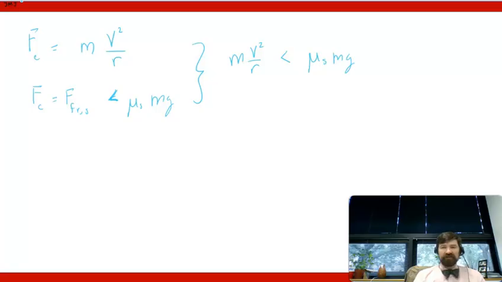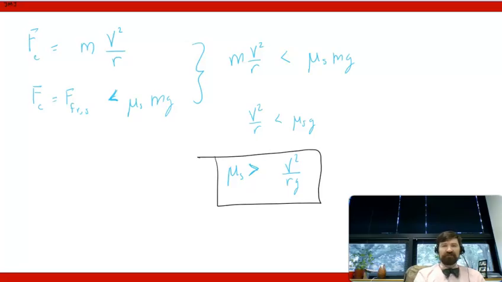And so now divide both sides by m, and what you're left with is v squared over r must be less than mu times g. Or put differently, you need a coefficient of static friction that is greater than v squared over r times g. So that gives you how much static friction you need in order to safely maneuver the car around that turn.